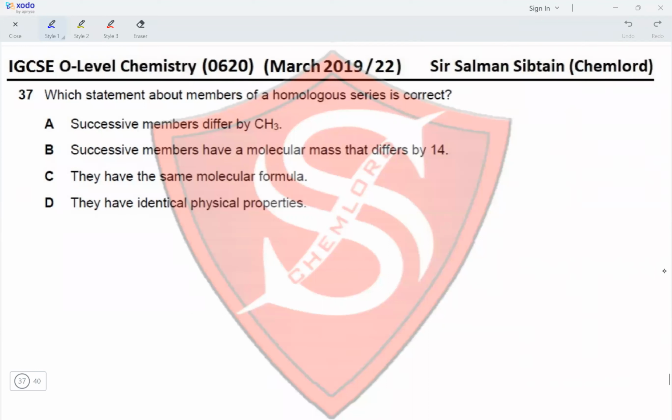Question 37. Which statement about members of a homologous series is correct? Successive members differ by CH3. No, they differ by a CH2 group. Successive members have a molecular mass that differs by 14. Yes, 12 for carbon and 2 for hydrogen makes it 14. They have the same molecular formula. No, they will all have different molecular formulae. And they have identical physical properties. No, they have identical or similar chemical properties. So this makes option B the correct option for this question.